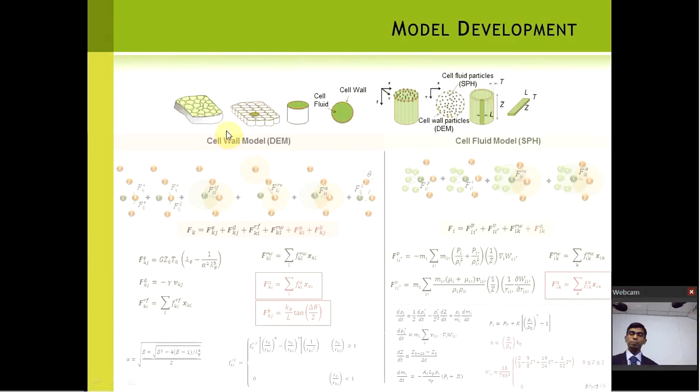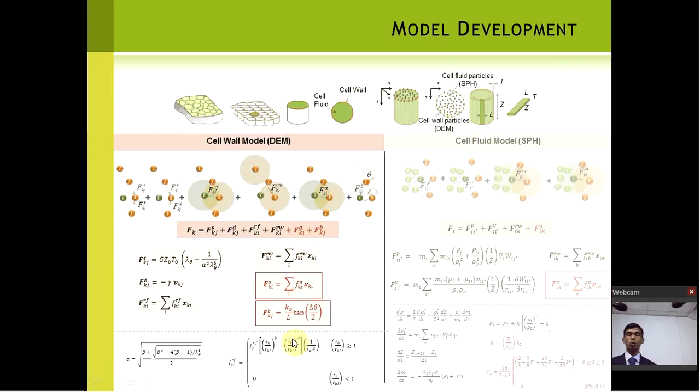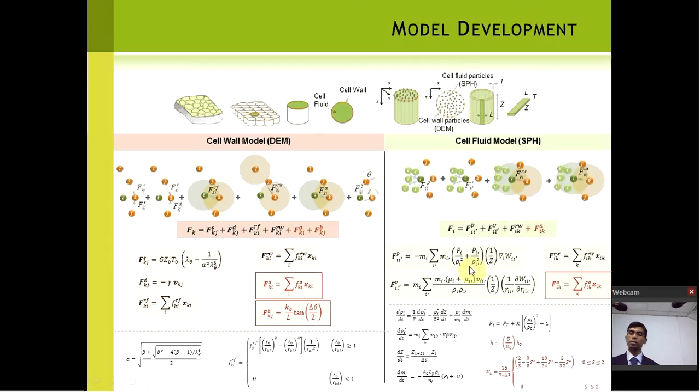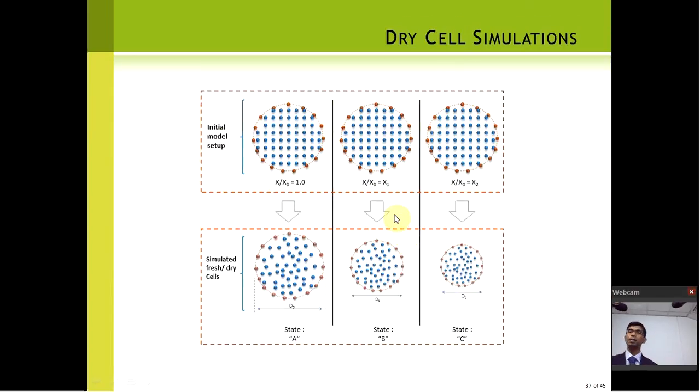What we do here, we model a tissue as a number of cylinders in 2D, and we model the cell fluid with SPH, smoothed particle hydrodynamics, and the wall with another method. And we do a whole lot of mathematics to develop the cell wall model and the cell fluid model, which use the Meshfree formulation. And the concept behind this simulation is we have fresh cells and we let them dry. Fresh cell, when a particular amount of moisture is removed, deforms like this. Fresh cell, if further moisture is removed, that happens. That is the basic concept.